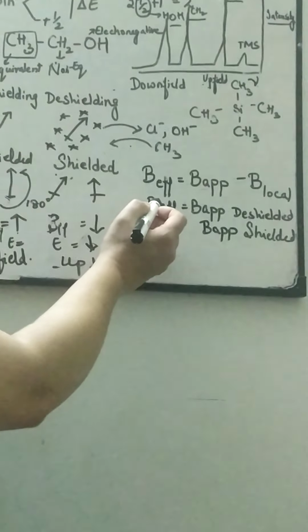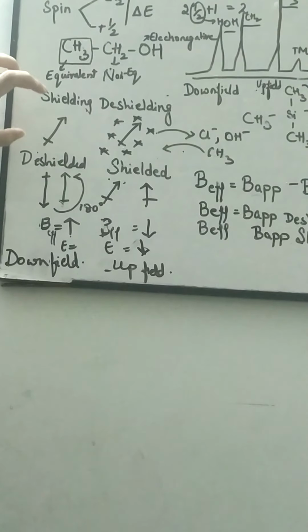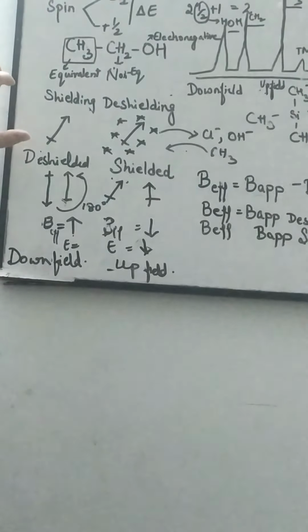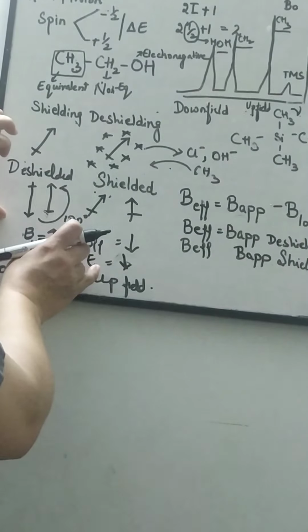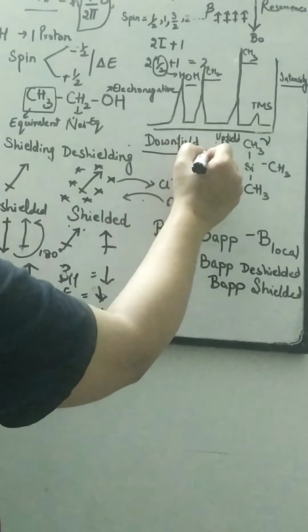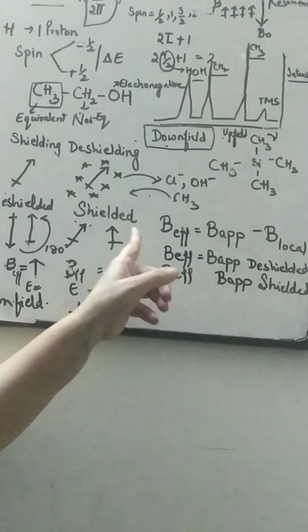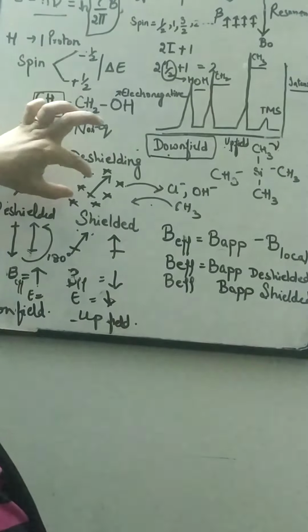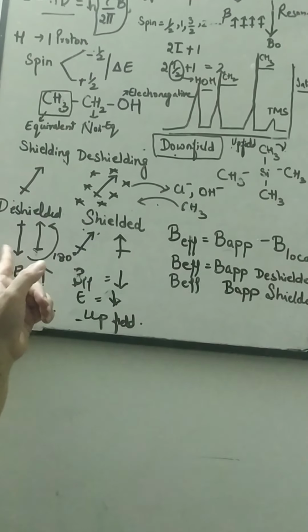So in the case of de-shielded protons, we see that electron density is very, very less, because of which first of all it will be totally aligned with the field and then it will be against the field. So high energy is required. High energy means higher frequency, so it will be absorbing downfield.